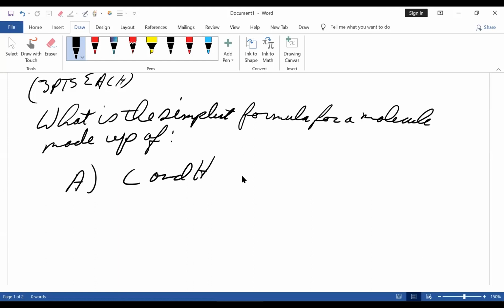So question is, what's the formula for a molecule made up of carbon and hydrogen? Now, carbon has 4 valence electrons and hydrogen has 1 valence electron. Carbon wants to get an octet.